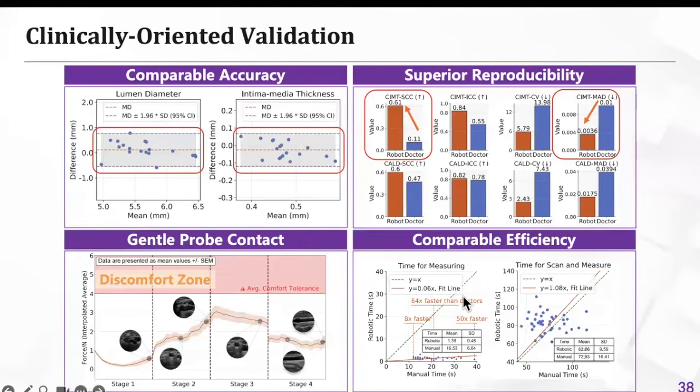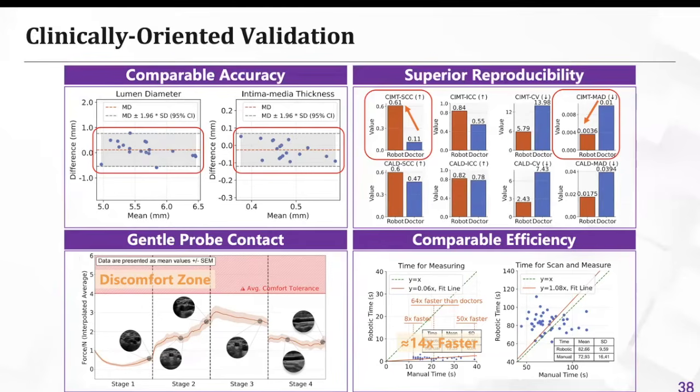And finally, in terms of efficiency, please first look at the left image, which shows the measurement time. Our robotic system using an AI algorithm for measurement is significantly faster than manual measurement by a sonographer. It's about 40 times faster than sonographers on average. However, in terms of scanning, the sonographer is much more efficient than the robot.